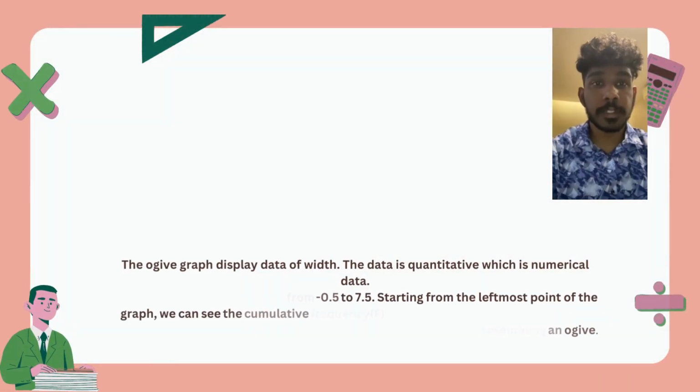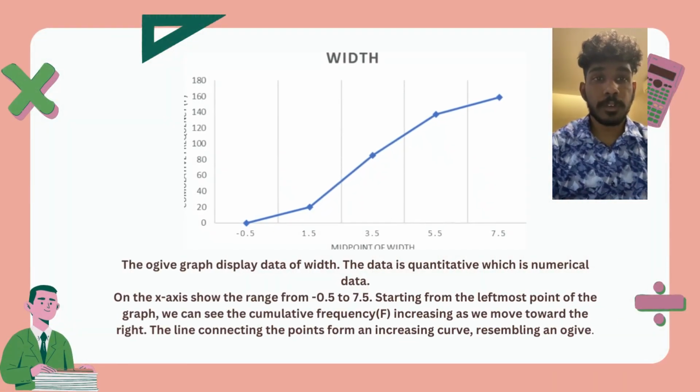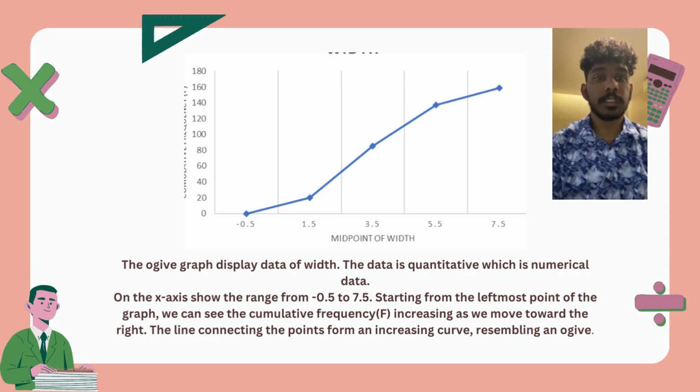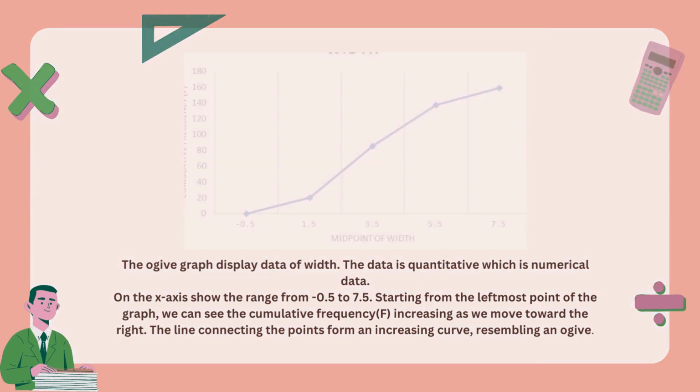The ogive graph displays data of width. On the x-axis, it shows the range from -0.5 to 7.5. Starting from the leftmost point of the graph, we can see the cumulative frequency increasing as we move towards the right. The line connecting the points forms an increasing curve, resembling an ogive.